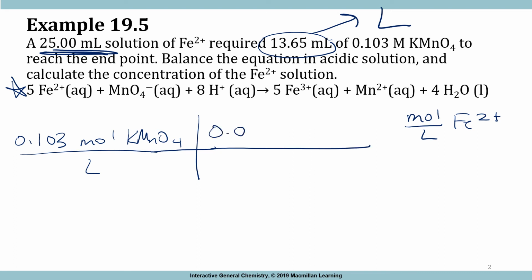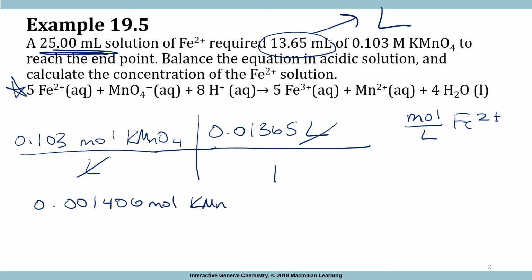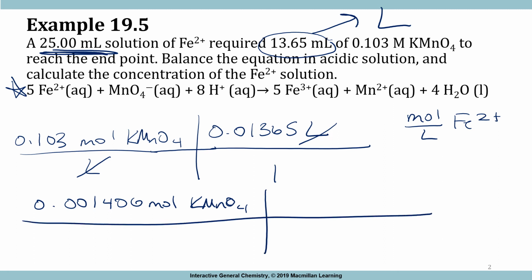So 0.01365 liters. That cancels out those liters, and I'm left with 0.001406 moles of KMnO4. But I want to know what is my moles of iron. So then I'm going to use the stoichiometry to figure out the moles of iron.